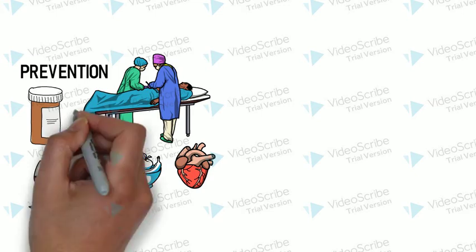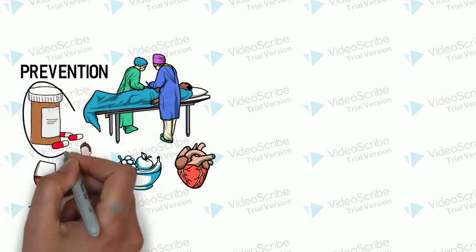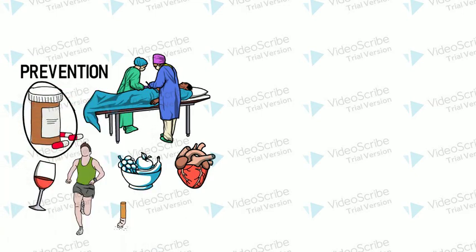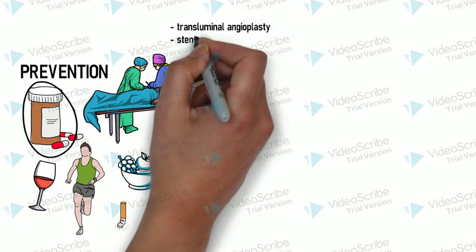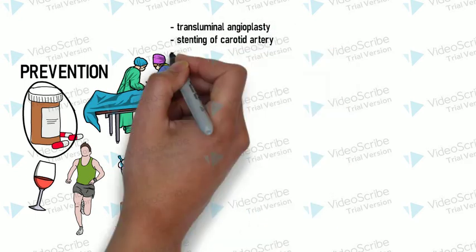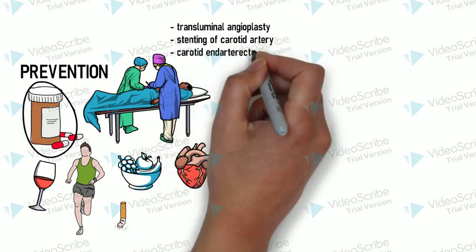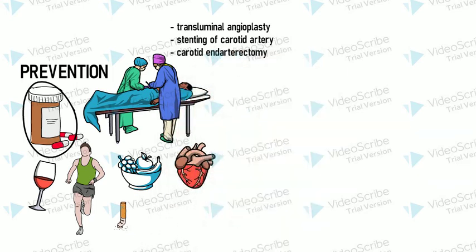If a patient has a history of atrial fibrillation, therapy with platelet inhibitors and anticoagulation therapy will be started. Some examples of preventative surgical therapy include transluminal angioplasty, stenting of a carotid artery, and carotid endarterectomy.